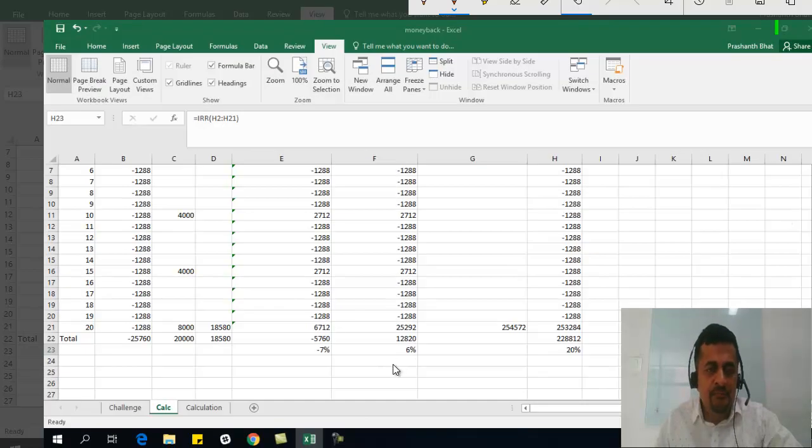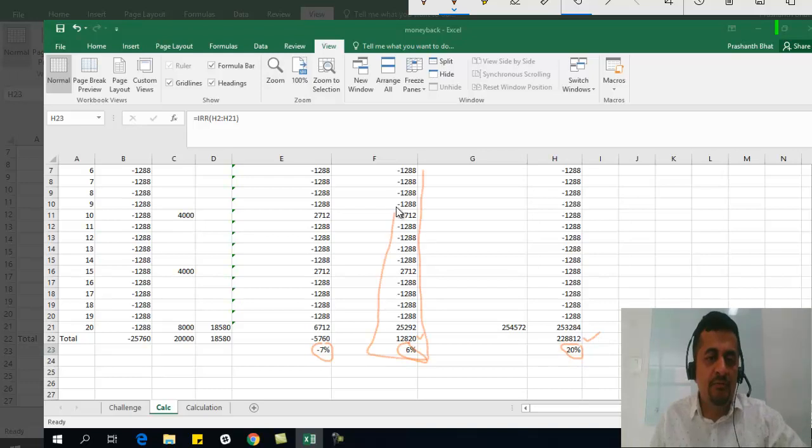Let's contrast the two. Here, without bonus, you are earning -7%. With bonus, it is 6%. So Vinay has got net 12,820. Had he invested in the HDFC top 100 mutual fund, which earned a compounded annual return of 20%, he would have ended up with 2,28,812 at the end of 20 years. The risk cover of 20,000 rupees, sum assured of 20,000 rupees. If Vinay had a risk to his life, then the sum assured by LIC was 20,000, which is again very small.